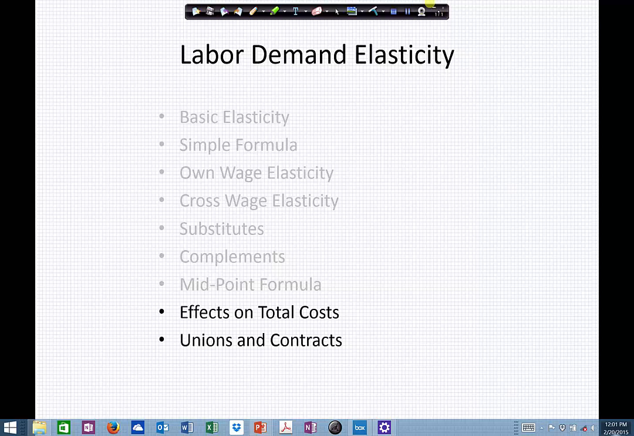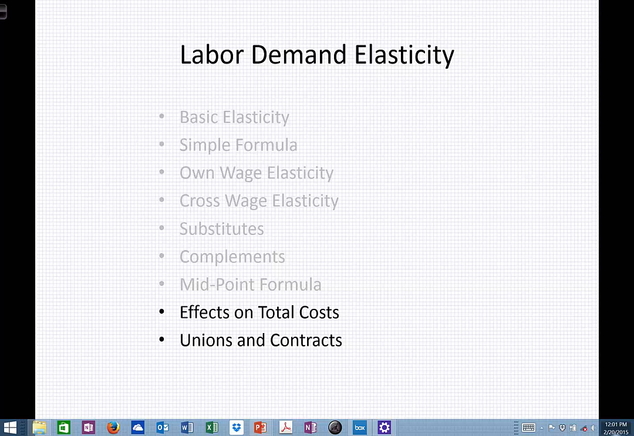As we continue our discussion of labor demand elasticity in this module, let's finally take a look at elasticity and the relationship or effects it has with respect to total cost within a firm, and the elasticity effects that might be seen played out through unions and other types of labor contracts.